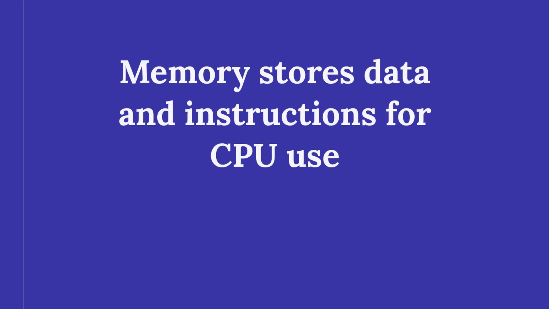Memory stores data and instructions needed by the CPU. It is divided into primary memory and secondary storage. RAM is volatile and stores programs in use. ROM is non-volatile and stores essential startup instructions. Secondary storage retains data even when powered off.